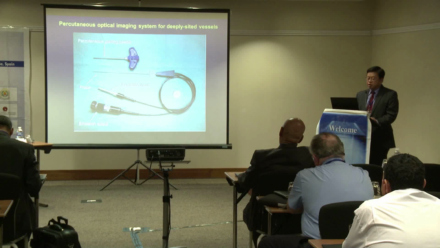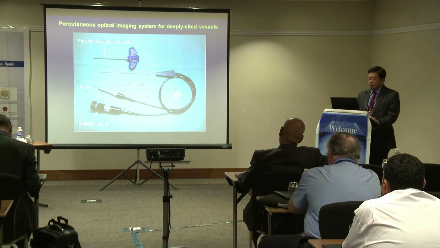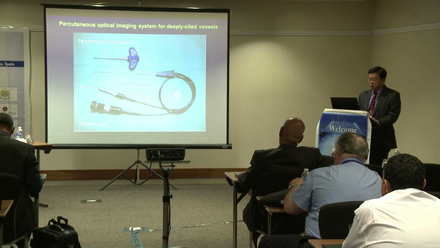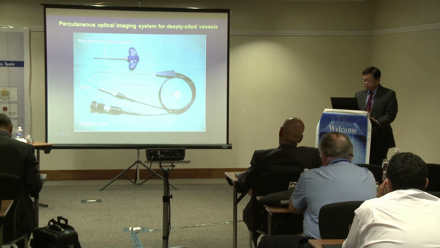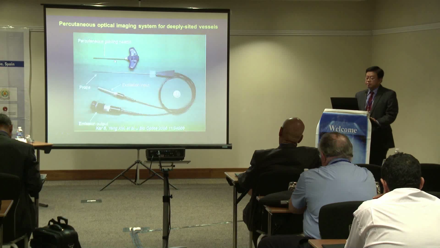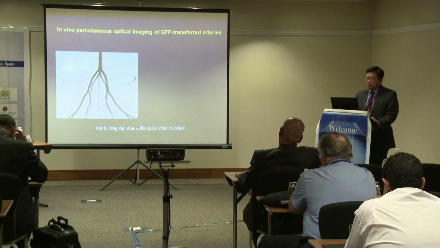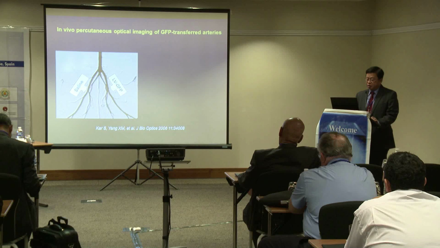So here is the first generation of a percutaneous optical imaging system. We have this kind of needle-type optical imager at the tip. You can send the excitation light in and detect the signal from here. This system is placed in by the targets through the regular interventional needle. Here's one example of a result.